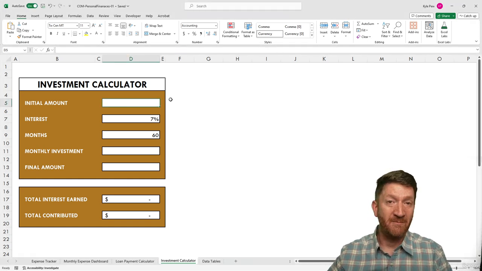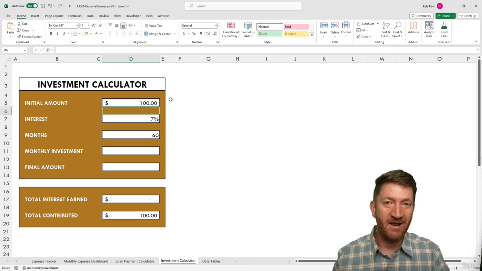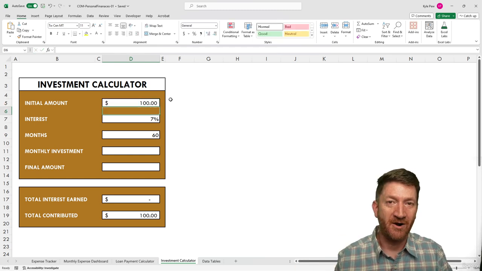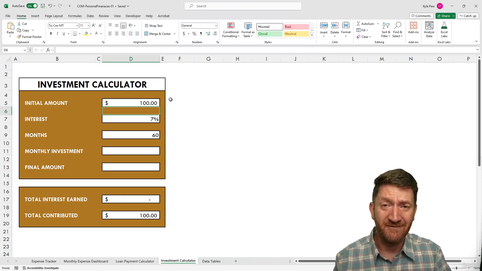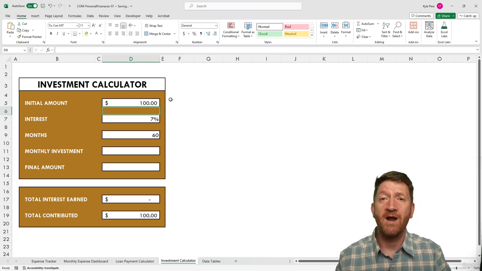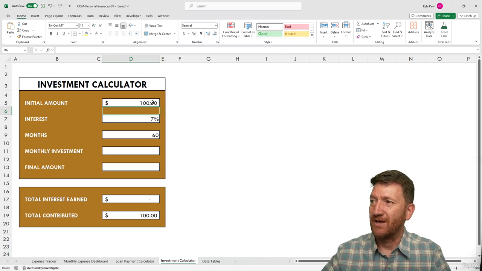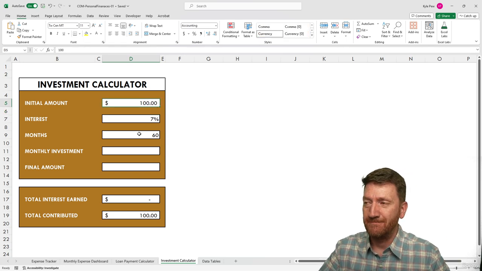So first off, got my initial amount. Let's say I got $100. That's what I got. I'm going to take that $100, then I'm going to throw it at the market, right? Throw it into a 401k, or I'm going to throw it into a high yield savings account or a CD or wherever I'm going to invest this at. So I've got the initial 100.